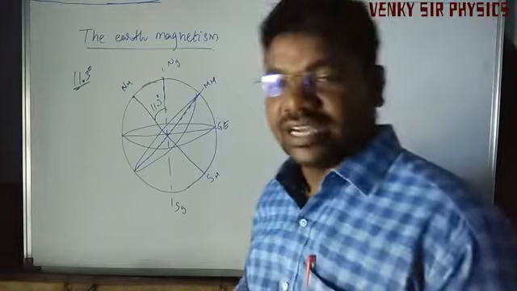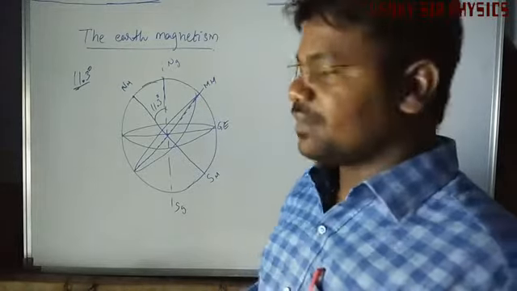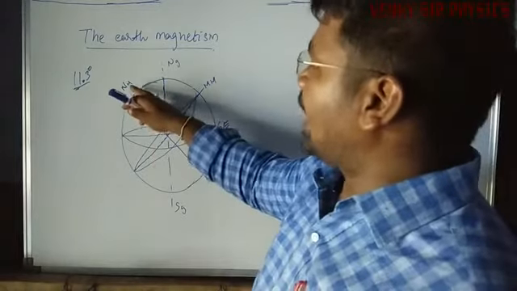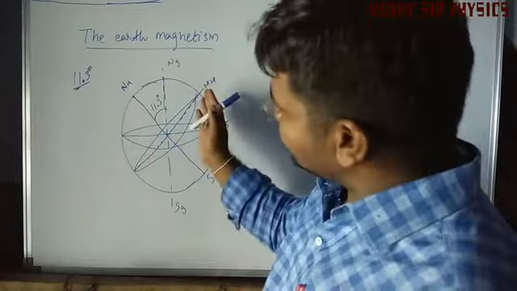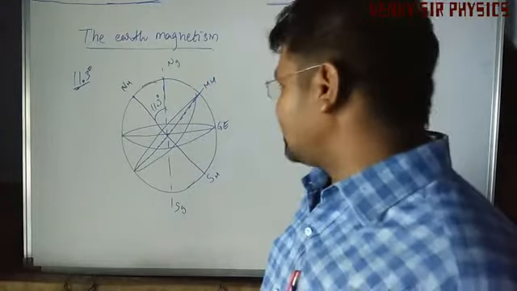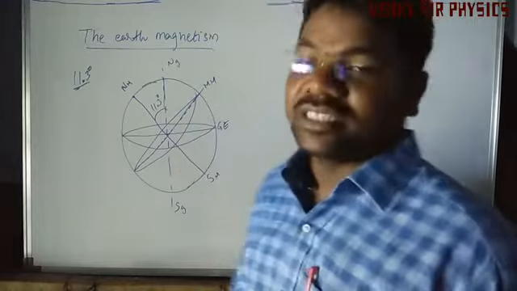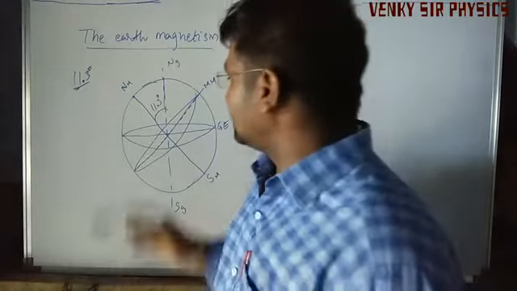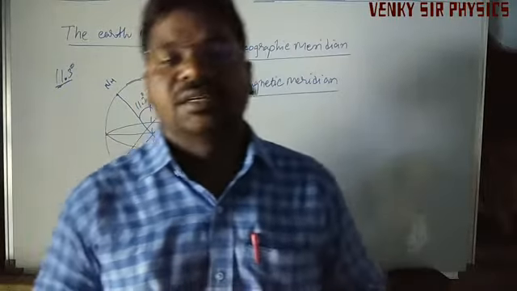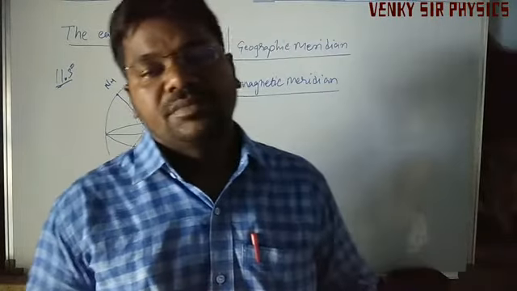So we can consider that the earth magnetism of magnetic north and magnetic south is tilted 11.3 degrees with the geometric north and geometric south. Geographic meridian and magnetic meridian.